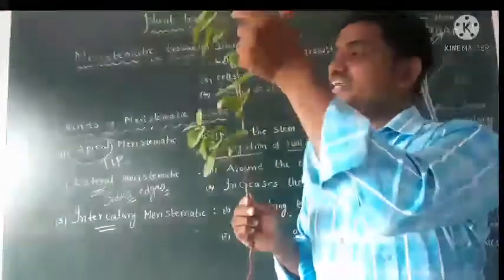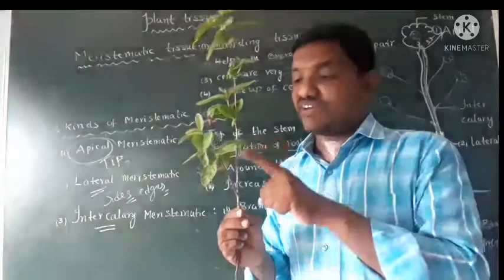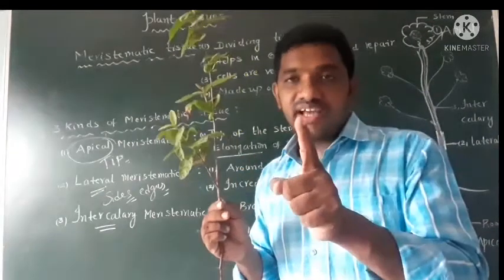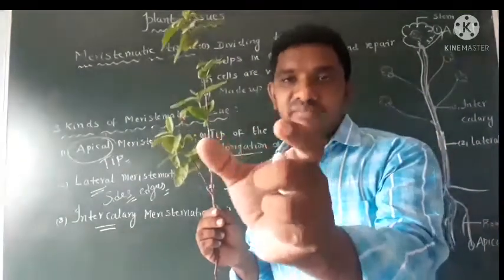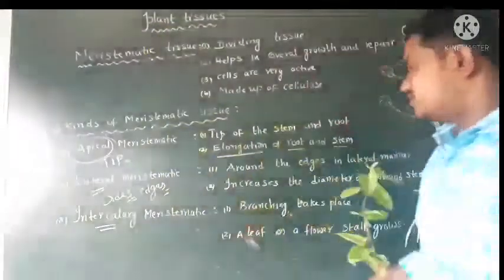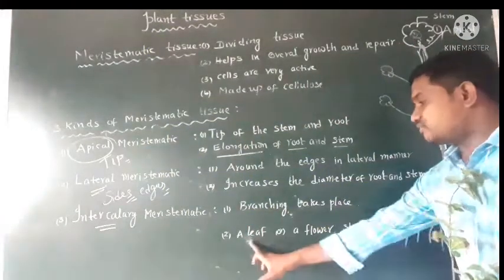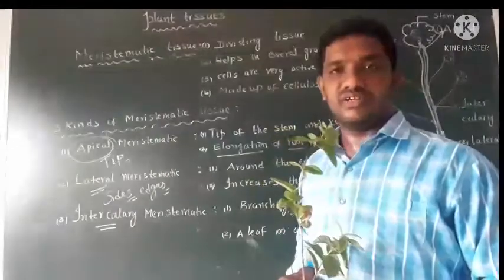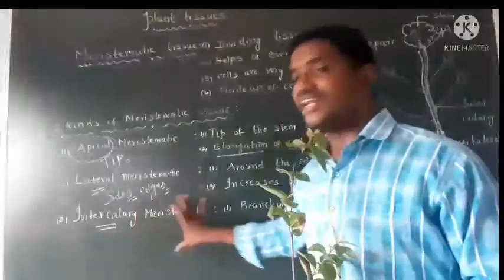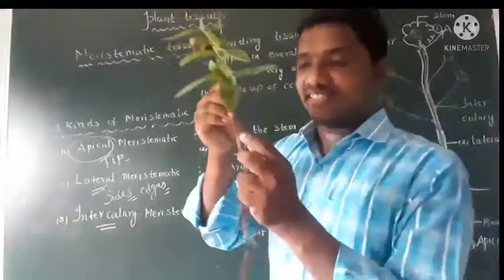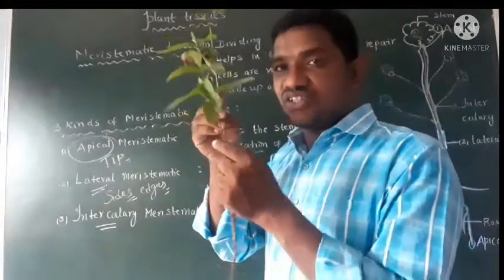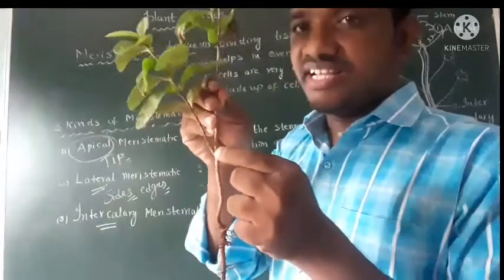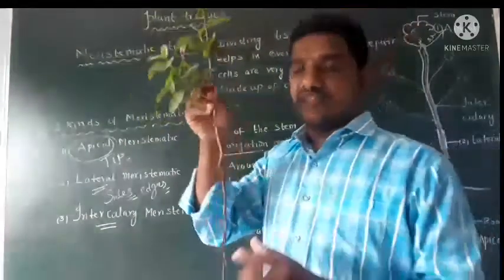Where the flower takes place, flower stalks and leaf stalks, that part is called intercalary meristematic tissues. Let us see. First one, branching takes place. Second one, a leaf or a flower stalk grows. These two points belong to intercalary meristematic tissues. Means the site of arising of branches of the plant body is called intercalary meristematic tissues.